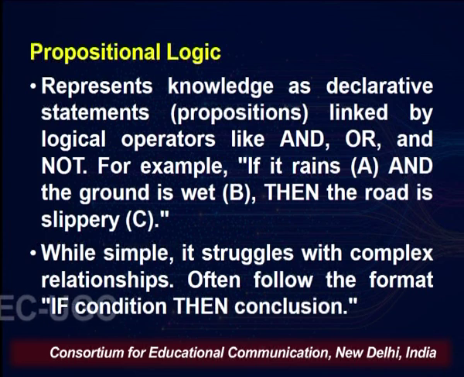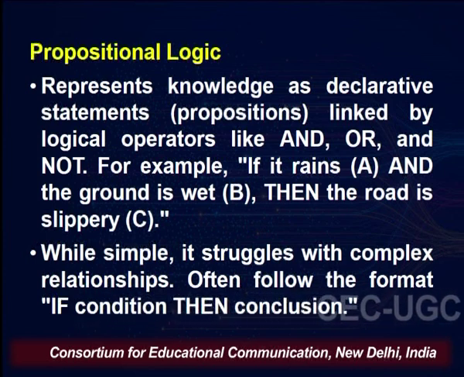So, for example, we can say there is a proposition which is termed as A, it rains, and there is a proposition which is termed as B and it says ground is wet. So, when I am saying A and B, I will say it rains and the ground is wet. If I am going to say if A and B, then C. Now, what is C? C is another proposition which says road is slippery. So, we will be writing if it rains and the ground is wet, that is if A and B, then the road is slippery, or we can say A and B implies C.